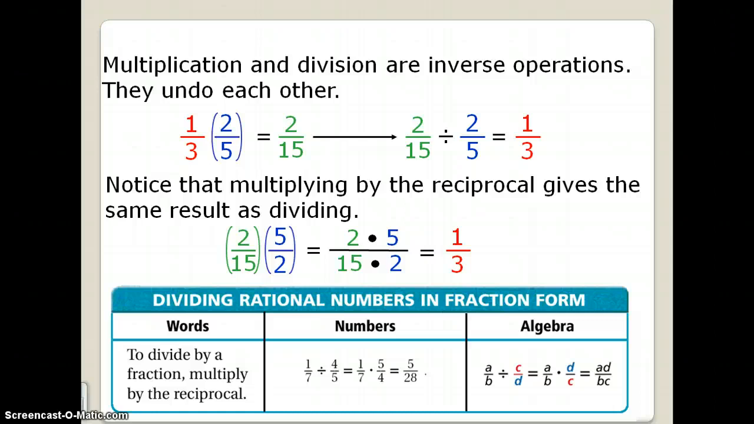The process means we leave the first fraction alone, such as in the example 1/7 divided by 4/5. We keep the 1/7 and multiply by the reciprocal of 4/5, which is 5/4.